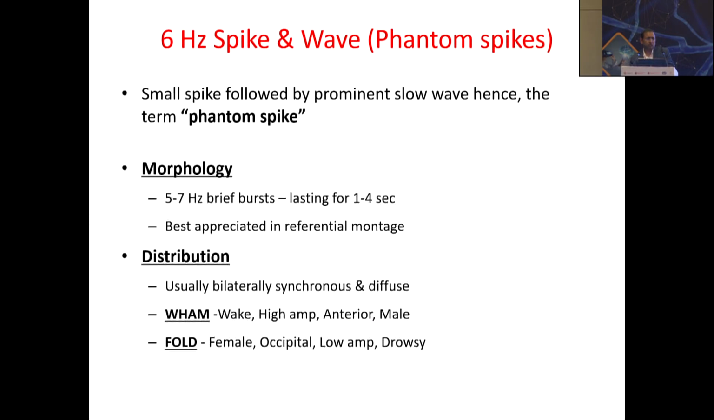Another 6 word is used for 6 Hertz spike and wave discharges, or phantom spikes. They will only be of 6 Hertz frequency. Here the differentiating point from true spike and wave is that the spike will be very, very small and the slow wave will be very prominent. So they can be anterior dominant or posterior dominant. Anterior dominant is seen in males, known as WAM, and posterior dominant is seen in females, known as FOLD.